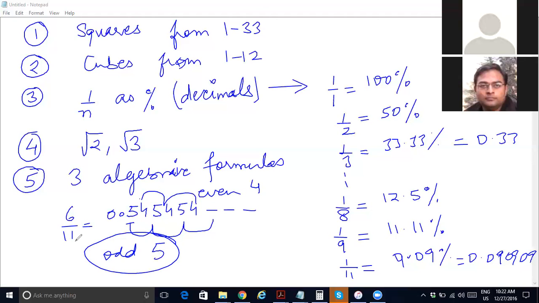Fine. So you have to do 1 upon n as percentages. I'm sure we'll cover some of these in percentages. It's good if you can do more, but 1 to maybe 12 is very important.